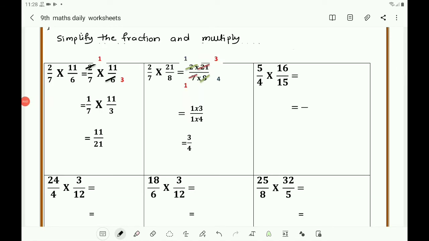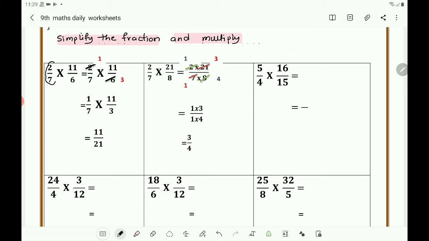Now let us continue this activity, that is the multiplication of fractions. The first step is to simplify the fractions and then multiply. You know the method of multiplying a fraction by a fraction: directly multiplying numerator with numerator and denominator with denominator. But if you simplify by cancelling the numerator and denominator, then you can do the multiplication easily.